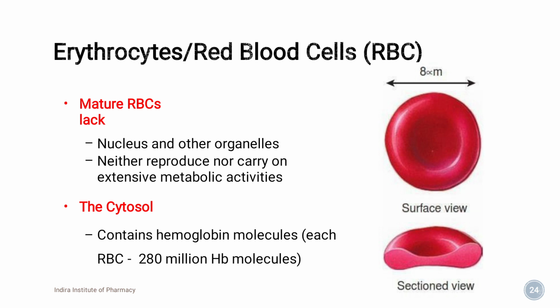So mature RBCs lack a nucleus because, as you have seen, at the reticulocyte stage they eject the nucleus and become reticulocytes. The nucleus and other organelles neither reproduce nor carry out any extensive metabolic activity. The cytosol contains the hemoglobin molecule. Each RBC contains 280 million of these hemoglobin molecules.